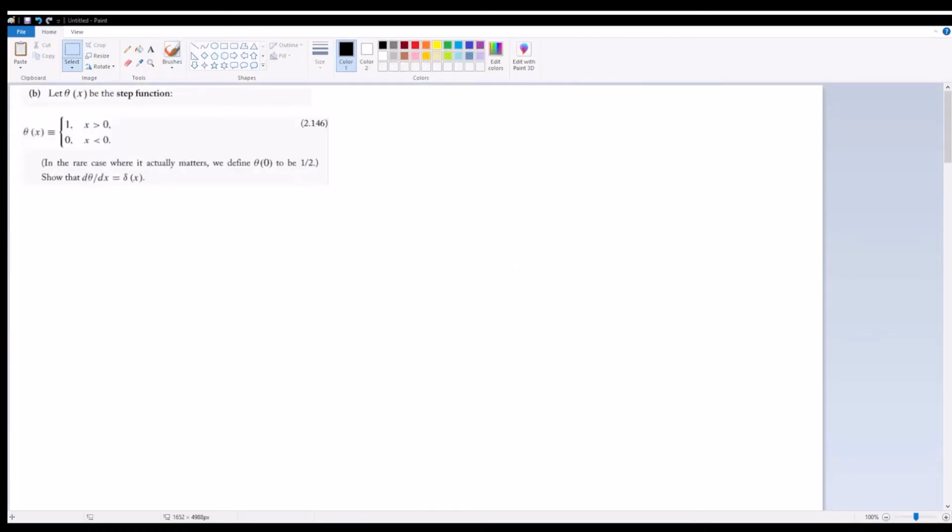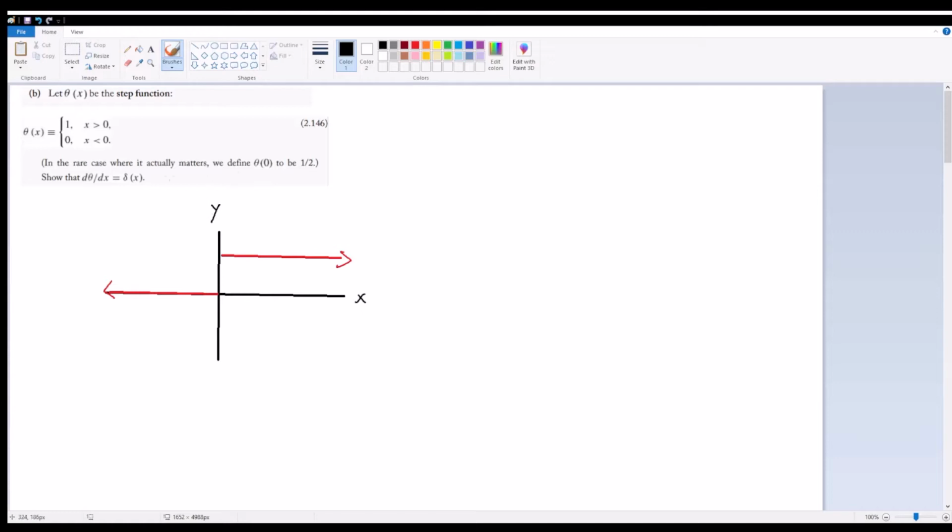Okay, part B has us say that we have this step function equation, theta of x equals 1 when x is positive and 0 when x is negative. We can draw this if we want. So when x is positive, theta of x is equal to positive 1, so it's just a line like this. And when it's less than 0, it's just a flat line parallel to the x-axis.